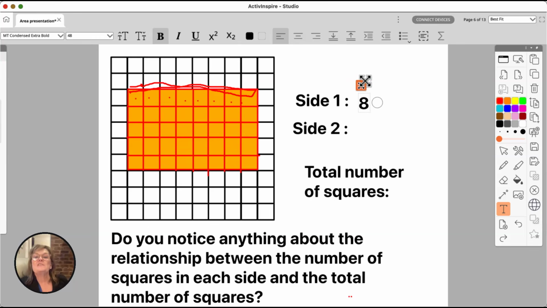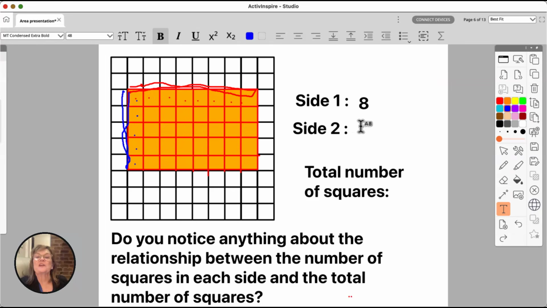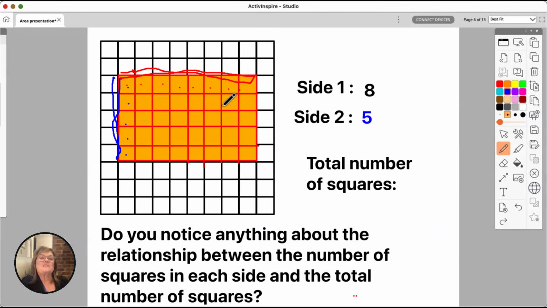Okay, and now let's do side 2. Side 2 would be this side. And if we count side 2, just down like that, how many are we going to have? 1, 2, 3, 4, 5. We're going to have 5. So if side 2 is 5. Now, we can always find the area by counting if the squares are drawn. Okay, that's a sure method.